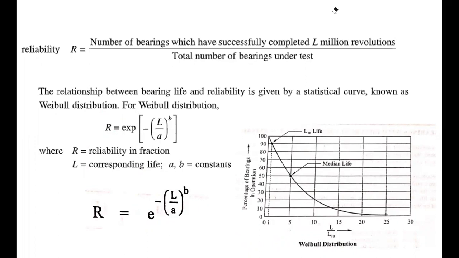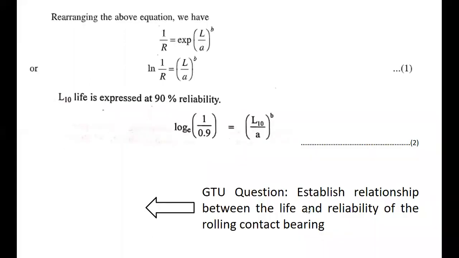Now let me find out this L by L10 ratio. So I'll simplify this equation. How will I do that? If I want to remove this minus sign, on this side it will become 1 upon R. You can see here, this minus sign is removed. 1 upon R is e raised to L upon a raised to b. If I still want to remove this exponential, then on this side it will become natural log of 1 upon R is equal to L upon a raised to b.